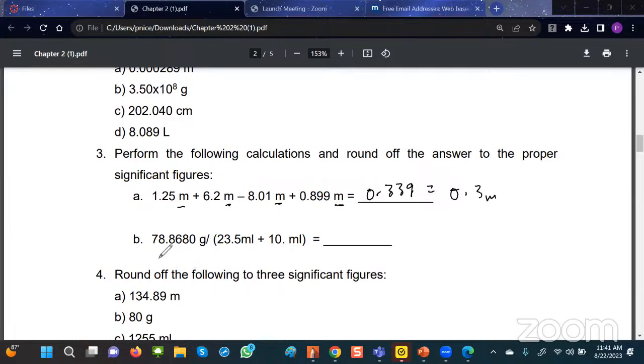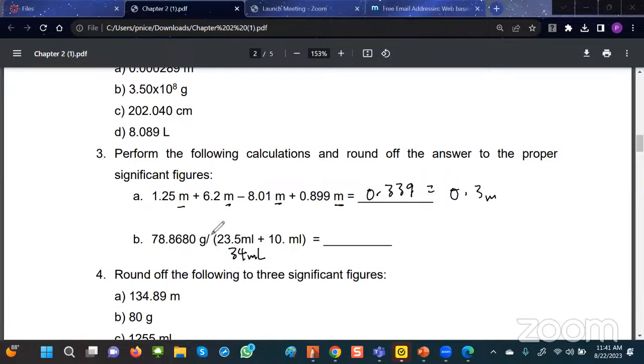All right, so let's look at the B part. Now, if you notice, in the case of B, you have two different types of operations where the rules are different, right? So how would you deal with this? Okay, so you add 23.5 to 10, so that would give 33.5, but you have to round off to 0 decimal places. So when you round off 33.5 to 0 decimal places, that's 34. So down here, you're going to have 34 mils, right?